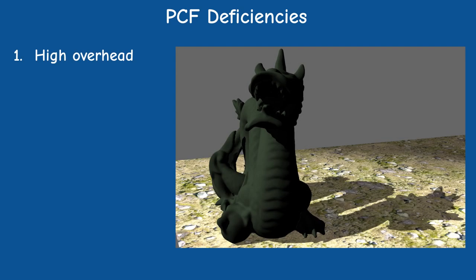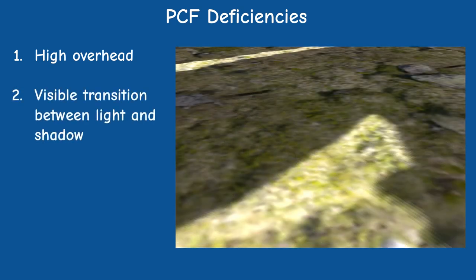First, we are wasting a lot of sampling operations when the entire filter is either inside or outside the shadow. In fact, most of the pixels will fall into this category, especially with large shadows. In these cases, the final shadow factor is either 0 or 1, but we don't know that until we finish testing the entire filter. Second, when we get close to the shadow, we can see that the transition steps are quite noticeable. It would be nice to blur this a bit further.